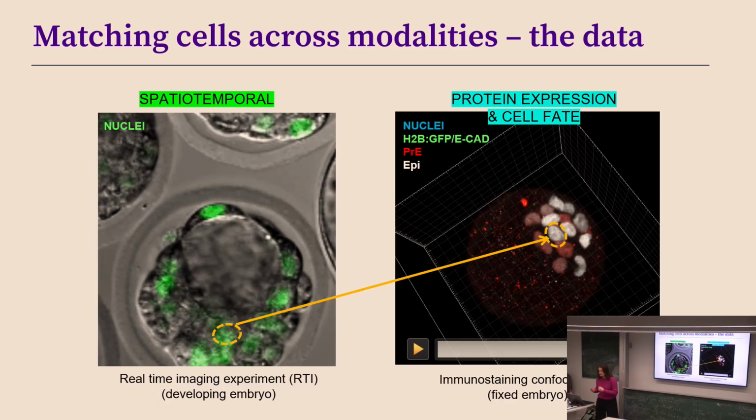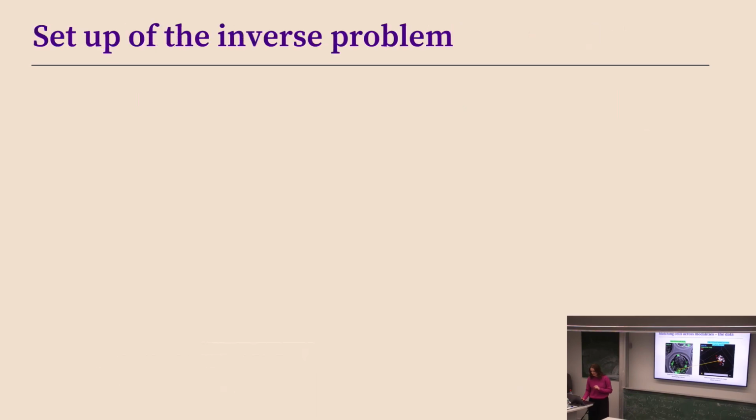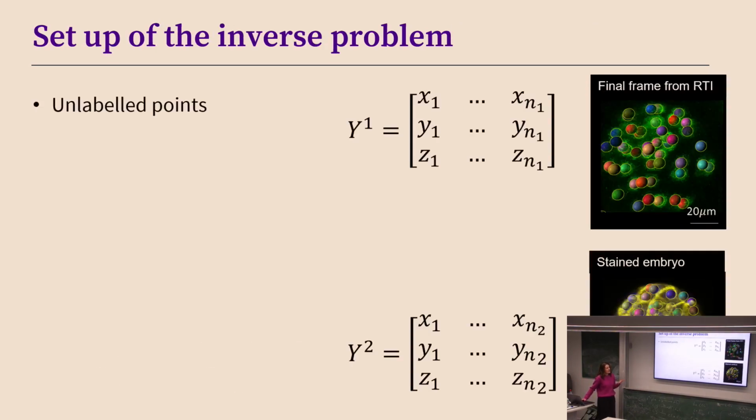And so we want to develop an approach to do that. And that's what I'm going to talk about now. So this is an inverse problem, and we can set it up in the following way. We've got two unlabeled point sets here. The top one, Y1, is the cell centres from the final frame of the embryo culture video. And then we have the stained coordinate set here as Y2. And we want to be able to match these in some way.